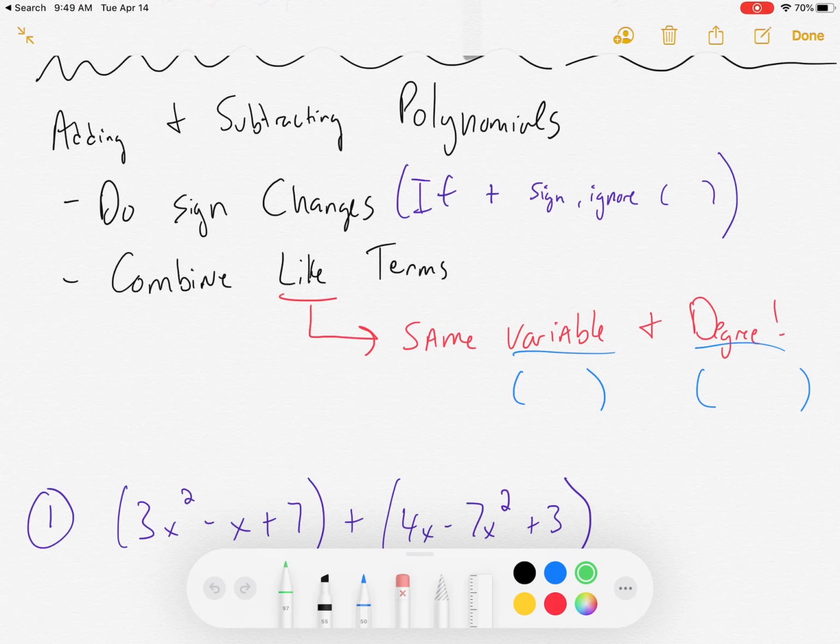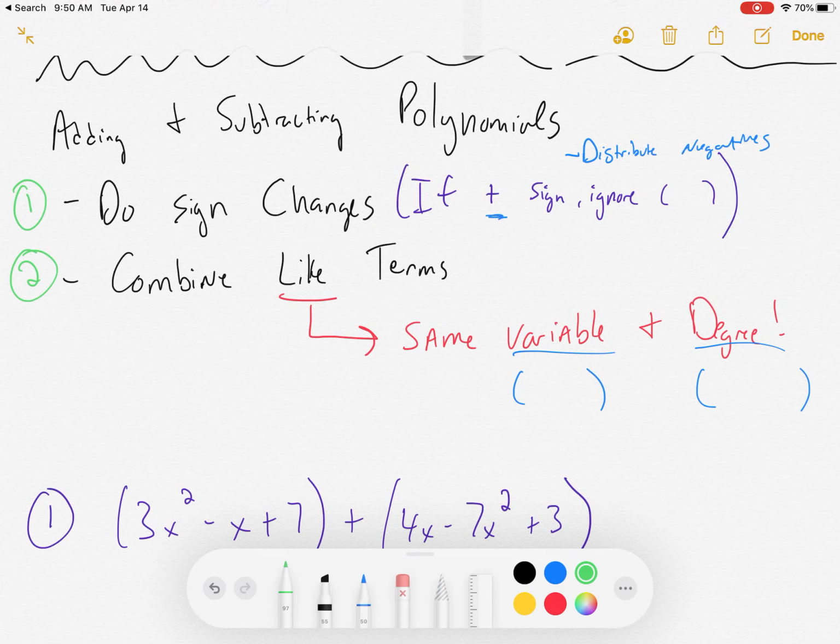So again, a polynomial is just something with 4 or more terms, and each term is separated by a plus or minus sign. So the name of the game today is going to be doing sign changes first. This is our first step right now. So what that means is if there's a negative, we need to distribute. So I'll write that right here. Distribute negatives. Now, if there's no negatives, so if there's just a plus sign, we're going to ignore the parentheses, okay? Just drop them out.